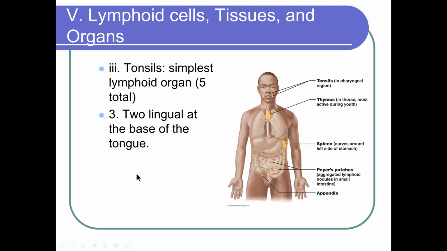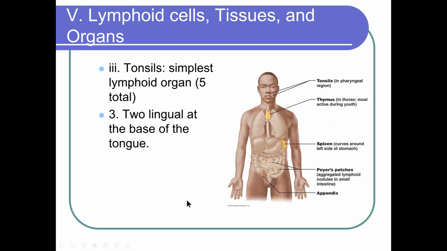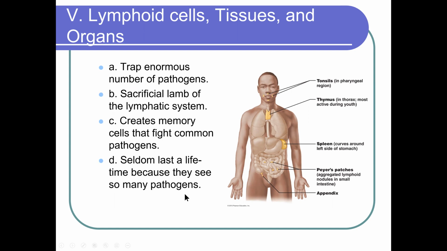And then we have 2 lingual tonsils at the base of the tongue. So we have the adenoid tonsil, 2 palatine tonsils, and 2 lingual tonsils at the base of the tongue. Like I say, the philosophy on tonsillectomies has changed. They still do tonsillectomies, but not nearly as many as when I was growing up back in the 50s. Tonsils trap enormous numbers of pathogens.